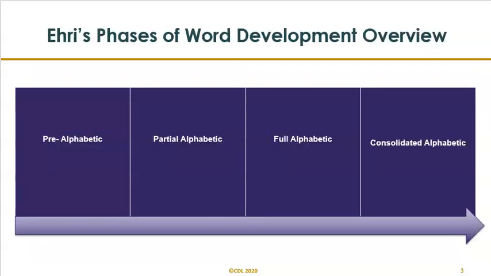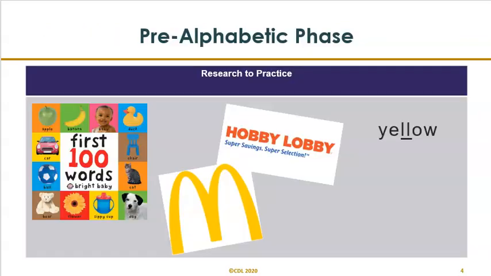So Linnea Ehri has phases of word development. This is the overview of each phase: there is a pre-alphabetic, a partial alphabetic, full alphabetic, and a consolidated alphabetic. We're going to take a few minutes and go through each phase so you get a better idea of where your students are falling into place.